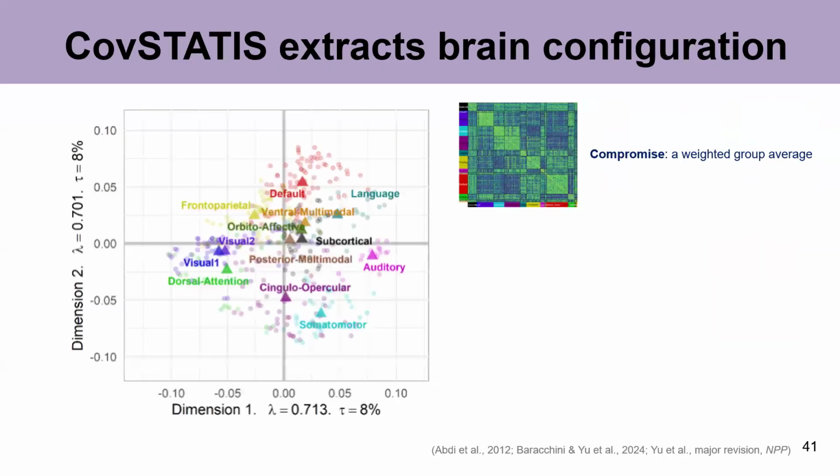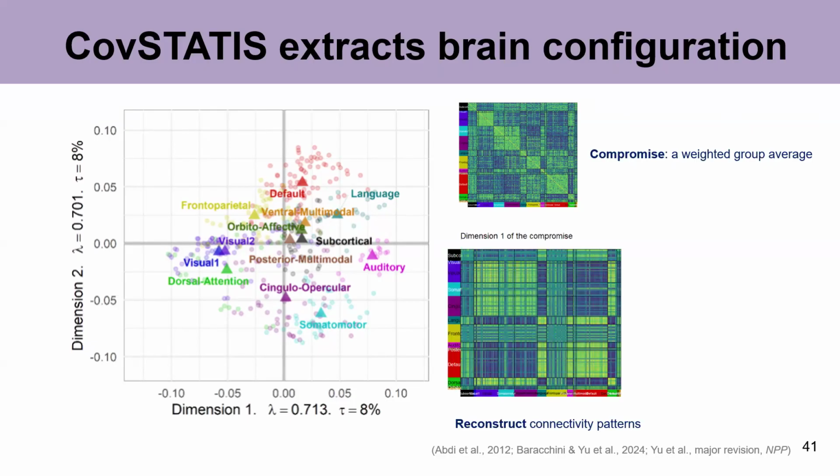So if we go back to this map, another nice thing about this method is because it's similar to PCA, remember, we could build back the data set from each component. And that's very helpful when we're looking at functional connectivity because it will show me what pattern is captured by different components.